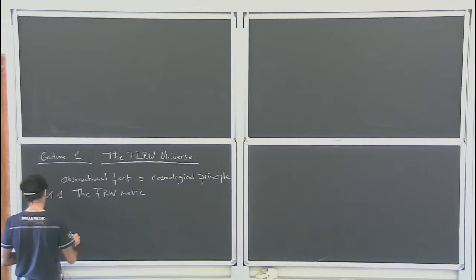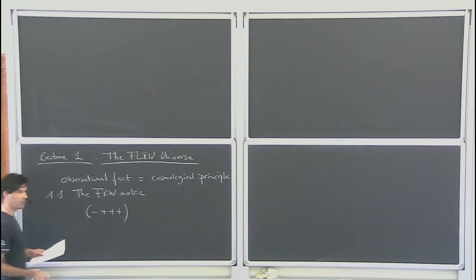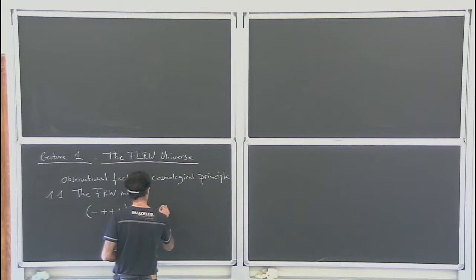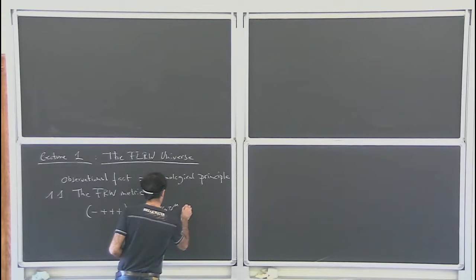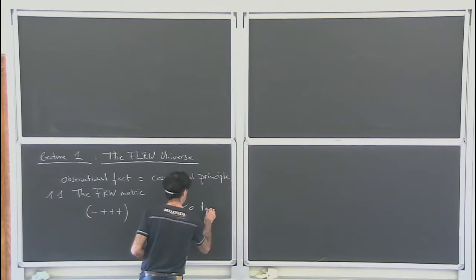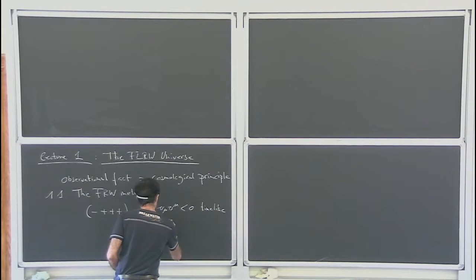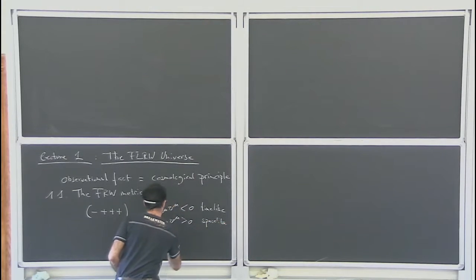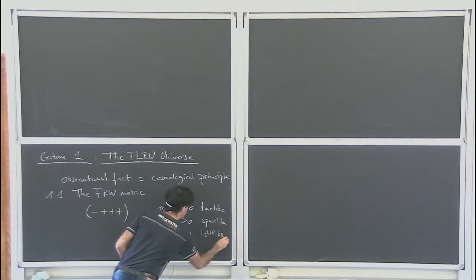So, okay, here I need to introduce some definitions. First of all, I will use a metric signature, which is minus for the time-time and plus for the space-space components, okay? Which implies that a vector V will be time-like if its scalar product is negative, space-like when it is positive, and obviously light-like when it is zero.